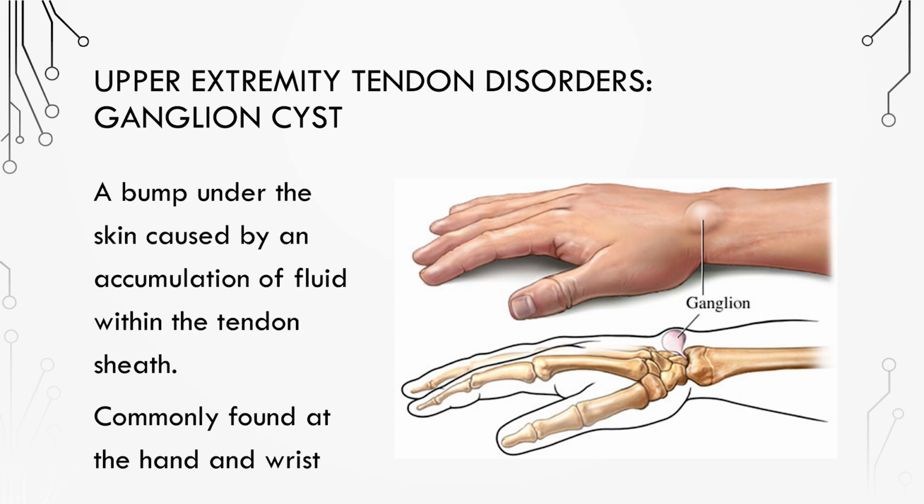Ganglion cysts often present as benign, non-painful lumps requiring no intervention, though common treatments include splinting or aspiration where the fluid is sucked out of the cyst. When pain is present, surgical removal is typically preferred as it prevents recurrence.